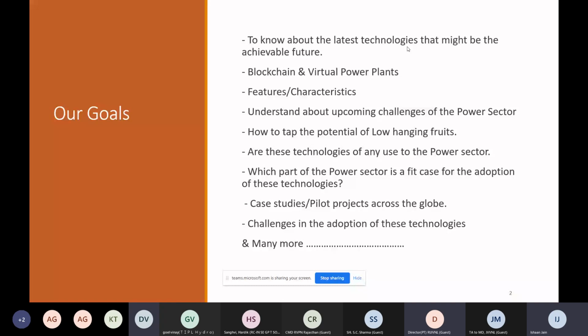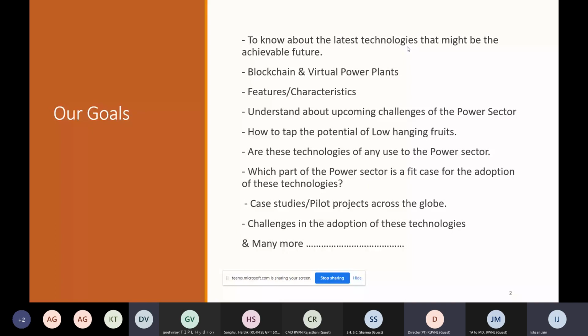So there are many case studies which have been done, and there are many pilot projects also going on across the globe that we will study, and what the challenges are in adoption of this technology we will discuss in our presentation. And many more aspirations you can have before discussing this technology.